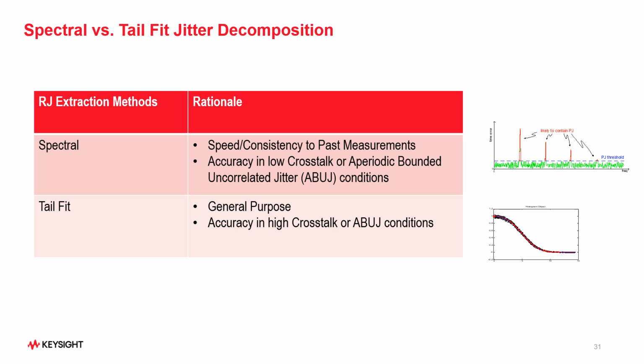Spectral has existed for many years, probably more than a decade, and because of that, there's a lot of stability and a lot of consistency with past measurements. That's why spectral is being used here, and spectral is also accurate for low crosstalk conditions. So when there is very little crosstalk, it can estimate jitter very accurately. The fairly new method introduced in the last few years is called the tail fit. It's general purpose and it's really accurate in high crosstalk conditions. So depending on whether one has low or high crosstalk, they can pick different methods for jitter separation.